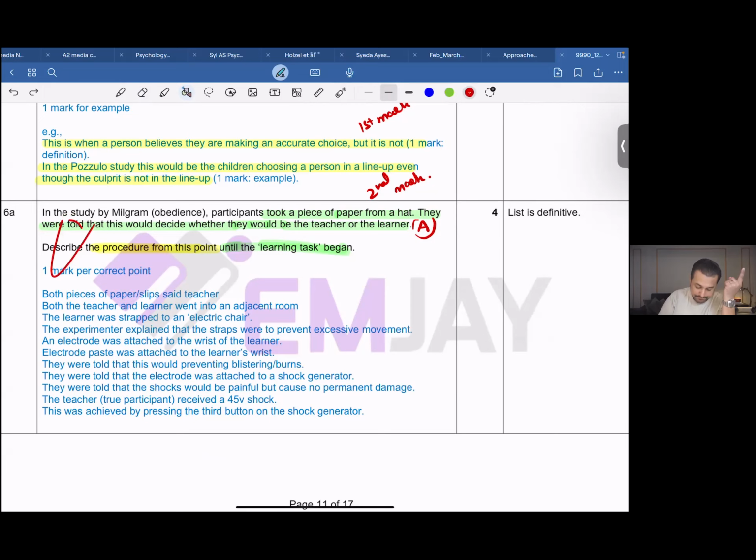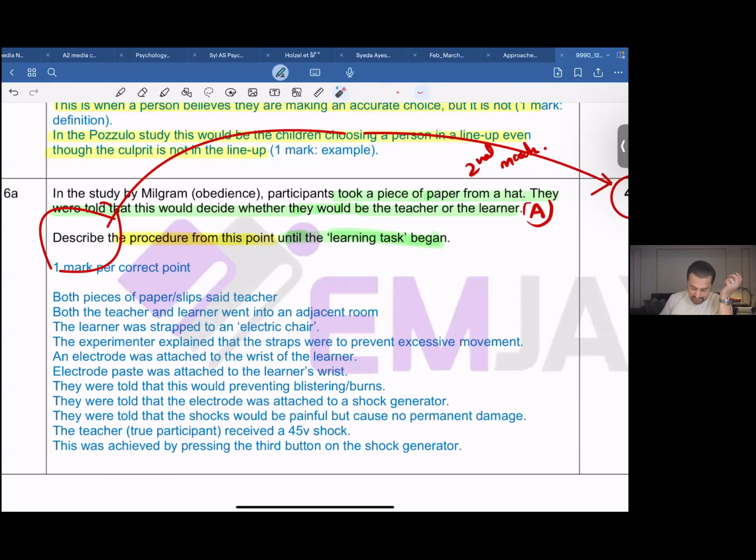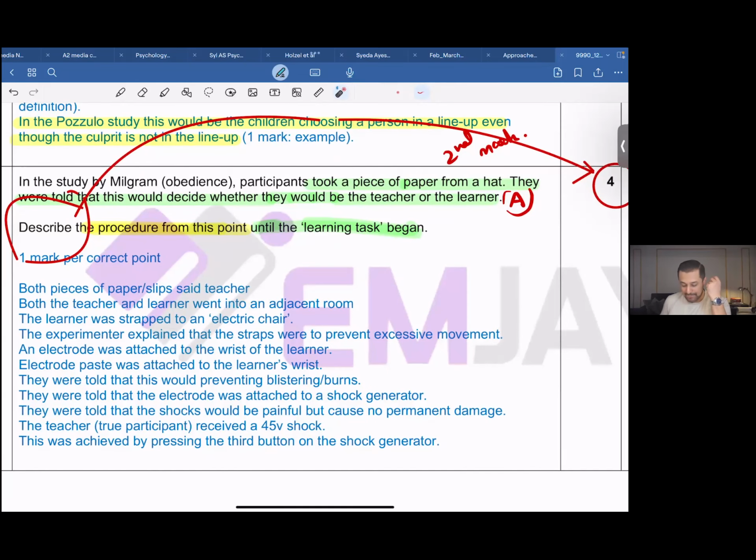This is a 4-mark question. And this being a 4-mark question, you are expected to write at least 4 correct points, right? So out of the numerous amount of options that you have over here, you could pause and read. Milgram is believed by many to be the easiest study. But then again, remember, just because you think a study is easy, you need to remind yourself: is it easy enough, or do you know it well enough that you'd be able to write things correctly in relation to the demands of the question?